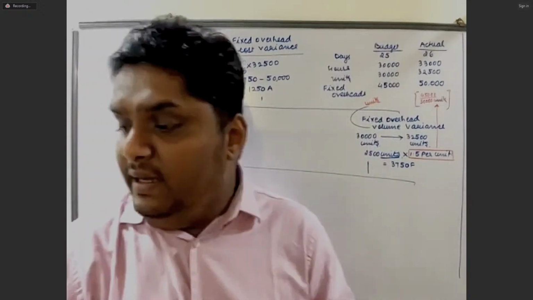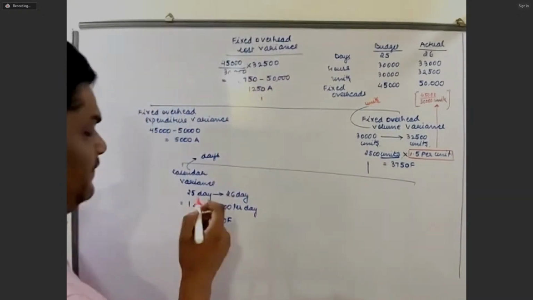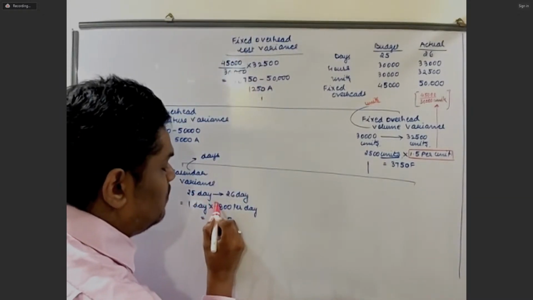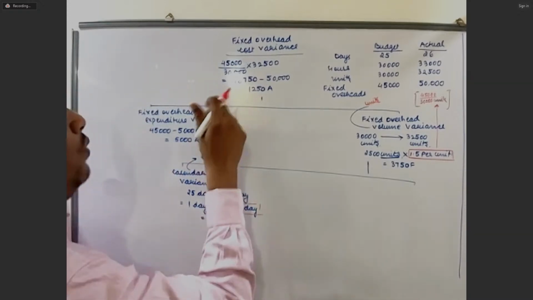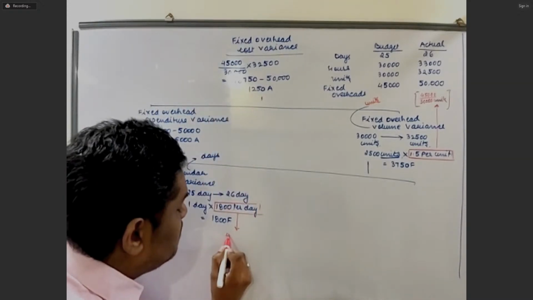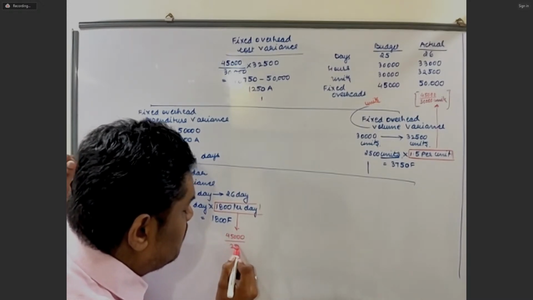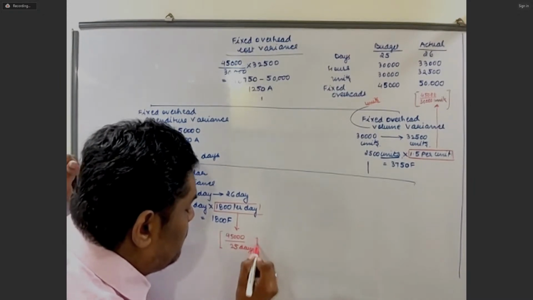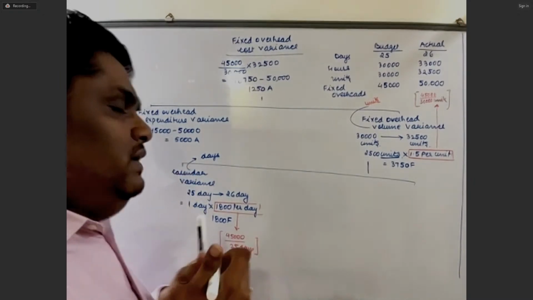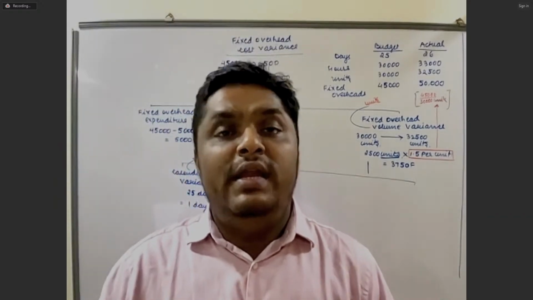Now, how come 1800 per day? Again, I'm writing the explanation for your reference. 45,000 are my overheads divided by 25 days. Again, guys, since we have calculated the number of days, we'll be using the rate per day.